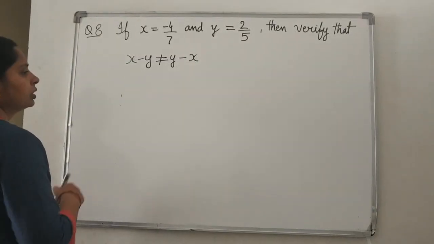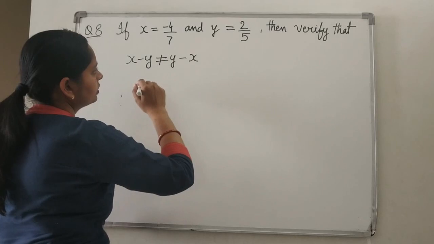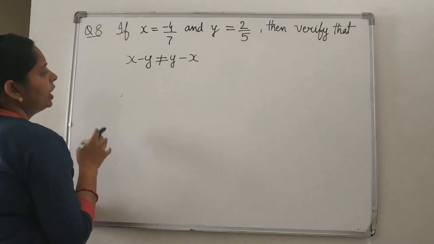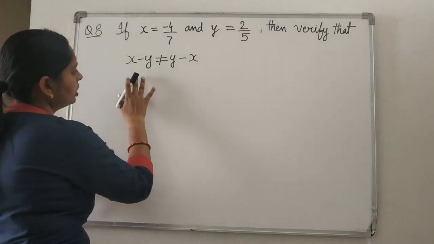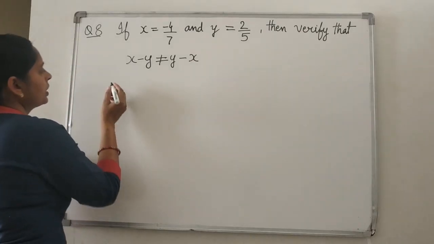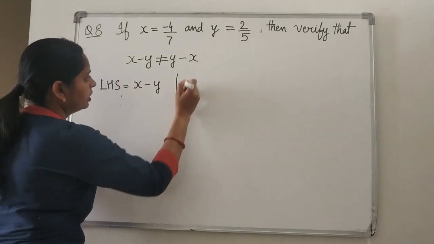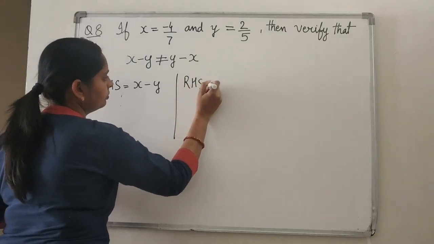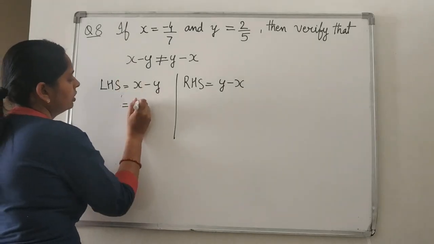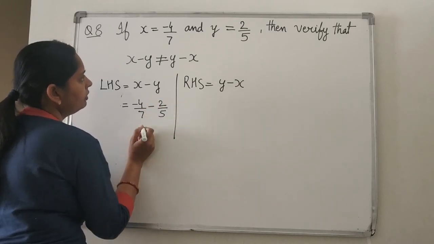Okay? Yes, now see the next question. If x is equal to minus 4 by 7 and y is equal to 2 upon 5, then verify that x minus y is not equal to y minus x. As we have studied in the properties also, the commutative property does not hold true in case of subtraction. So we have to verify this. Here LHS is x minus y and RHS is y minus x. Put the values. What is x? Minus 4 by 7. And what is y? 2 upon 5.